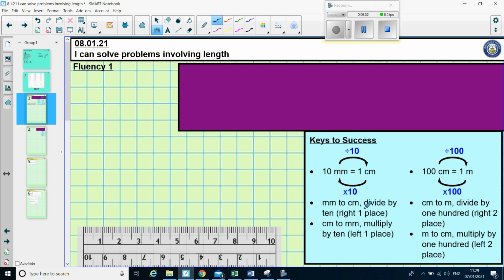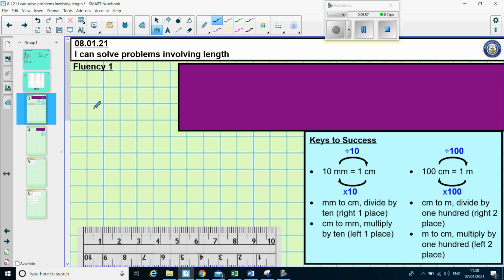We also need to know that there are 100 centimetres in 1 metre. 100 centimetres in a metre. So for our Fluency 1 today, we're just going to be looking at those things. The fact that there are 10 millimetres in a centimetre and the fact that there are 100 centimetres in a metre. So first of all, I'm going to just do some little questions and show you how I would solve them.